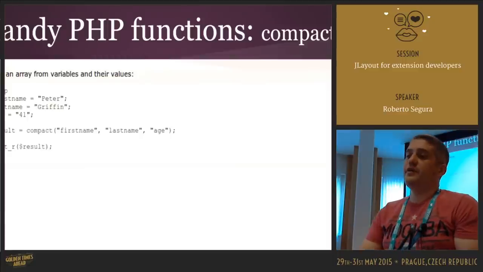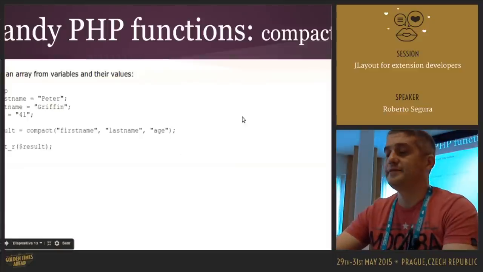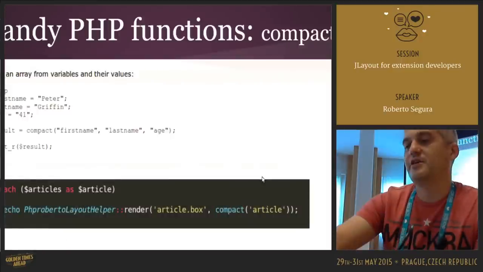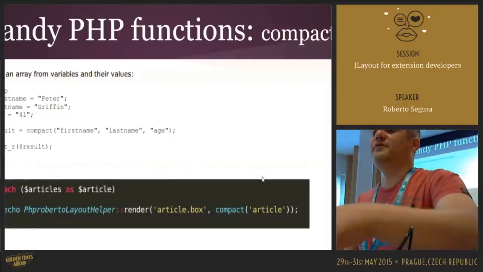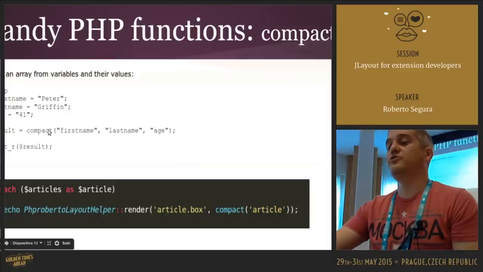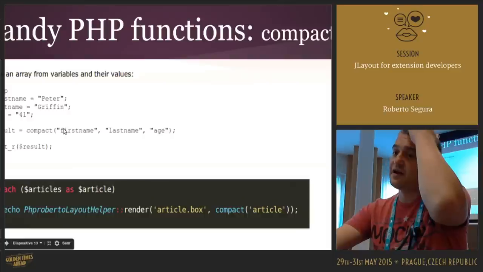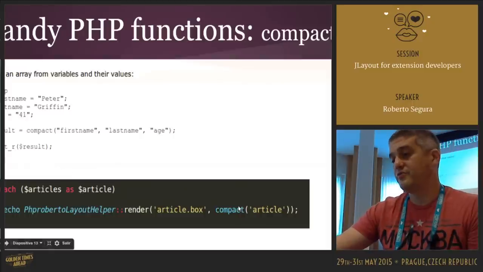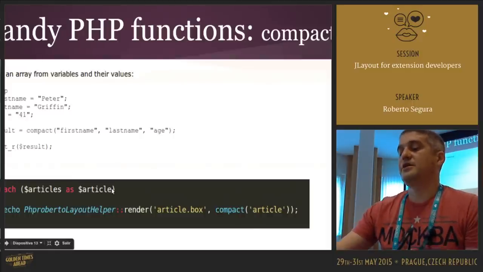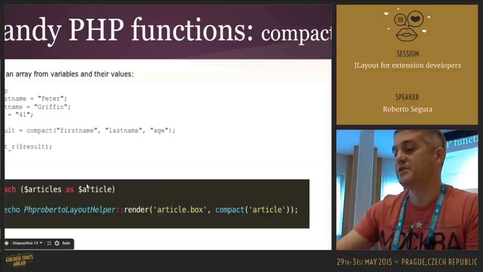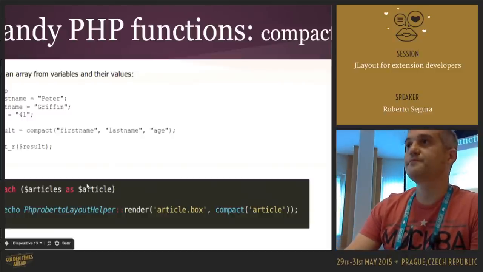There is also the opposite command, which is compact. Let's see, there is an example here. It is exactly the opposite. If you have a first name variable here, and you want to use it inside the layout, you can use compact and say which variables you are going to use. If you use Blade in Laravel, for example, they use a lot of compact. Instead of having to create an array here and saying article is article, you can use compact directly. Compact article, and it will pass directly to the layout the article variable.